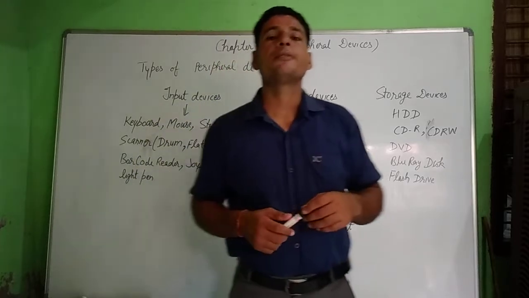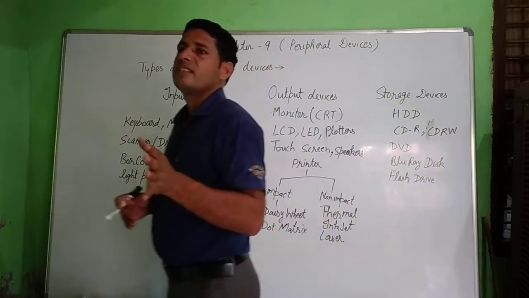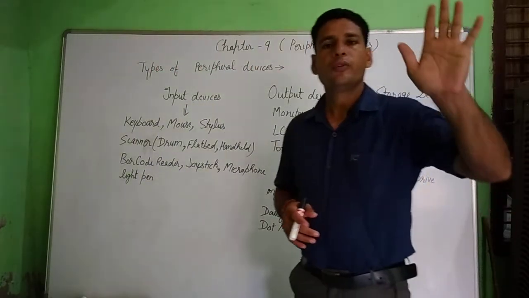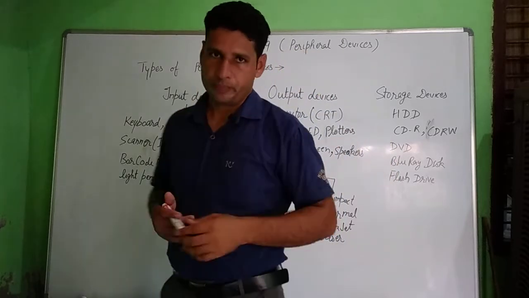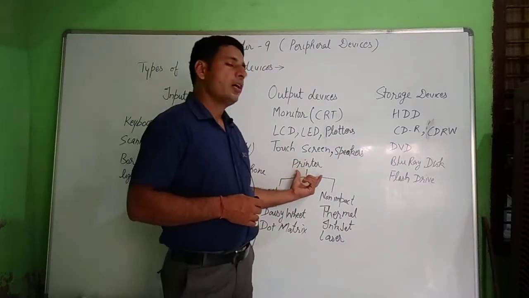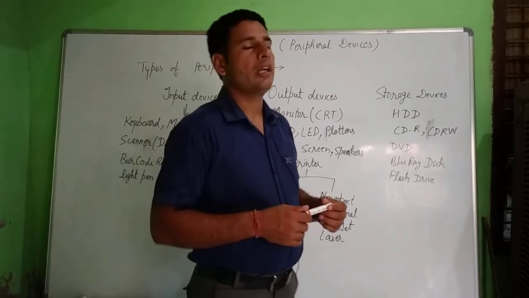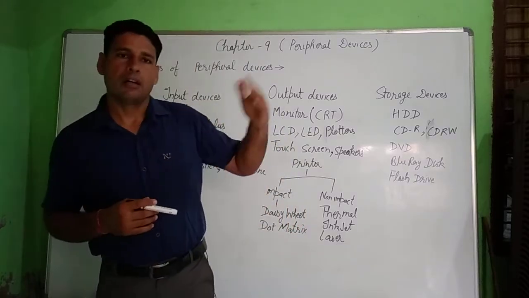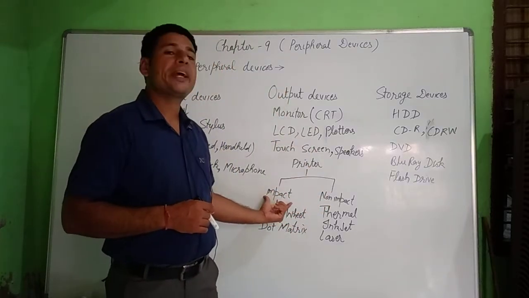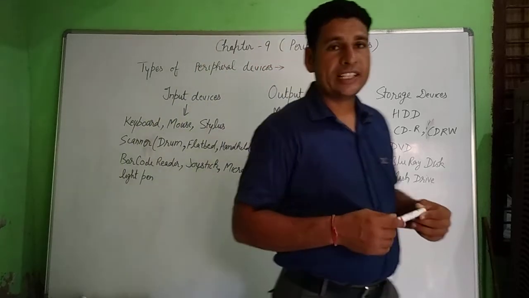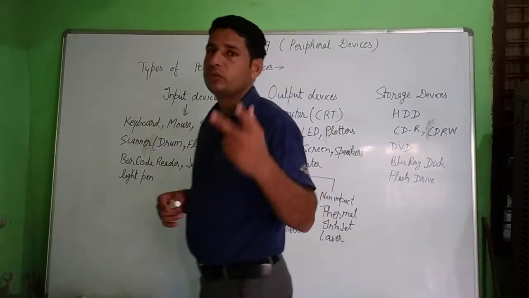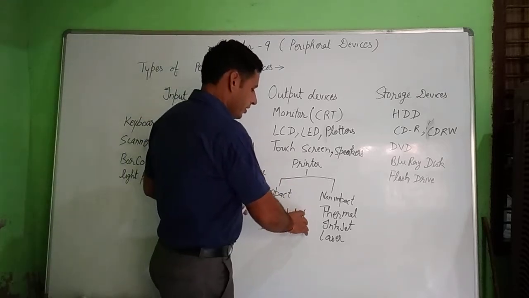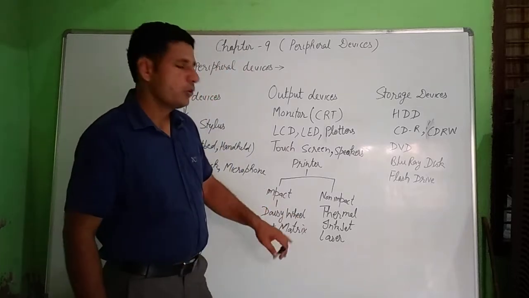Next output device is printer. Printer is a device which is used to print the data of your screen on a page. Clear? Printers are basically of two types. One is impact printers, second is non-impact printers. Earlier we had impact printers. Impact printers have two types: first is daisy wheel printer, and next is dot matrix.